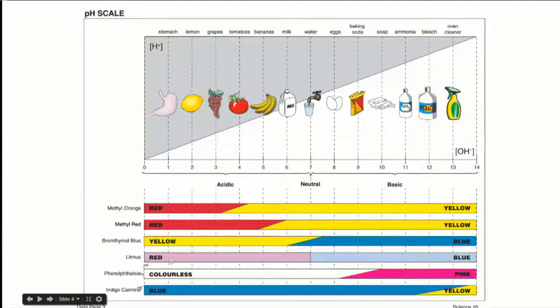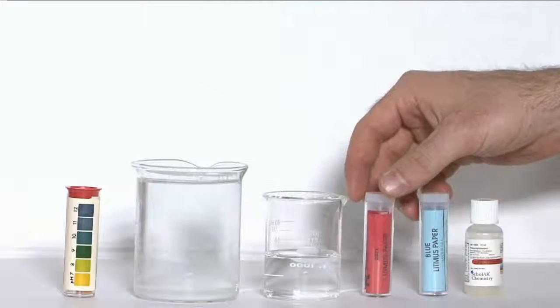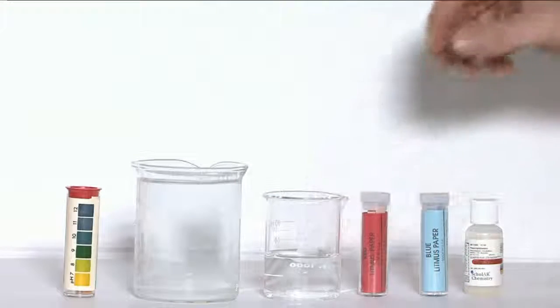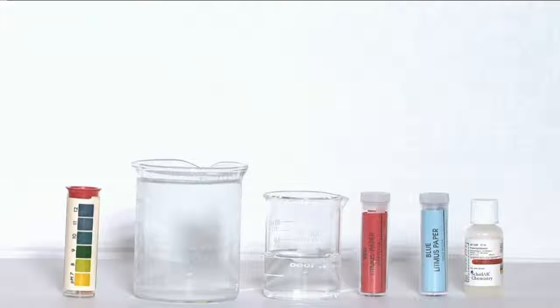So litmus is red or blue. And if litmus is put in an acid, it turns red, and if it's put in a base, it turns blue. But you're thinking, well, Mr. Borden, isn't there two types of litmus paper? And you're right. So over here we have blue litmus and red litmus. And does it matter really? So this is kind of a question.